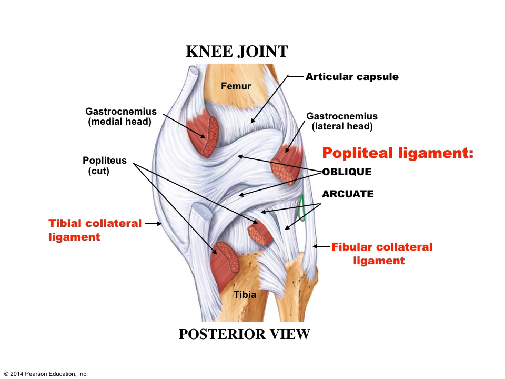A posterior view of the knee will show the very large popliteal ligament that has two major components, the oblique and the arcuate components. Also in this posterior view, you could again see the two collateral ligaments.